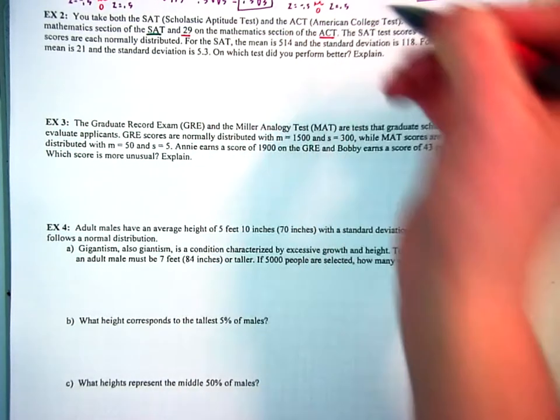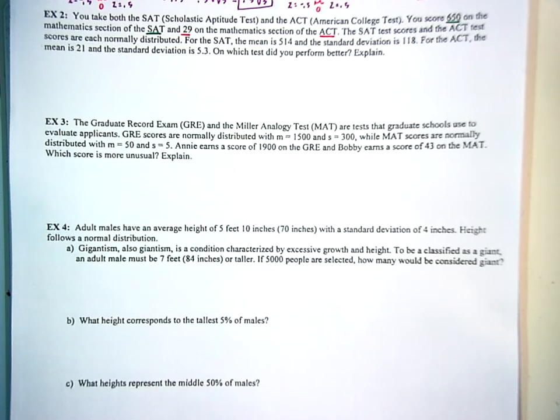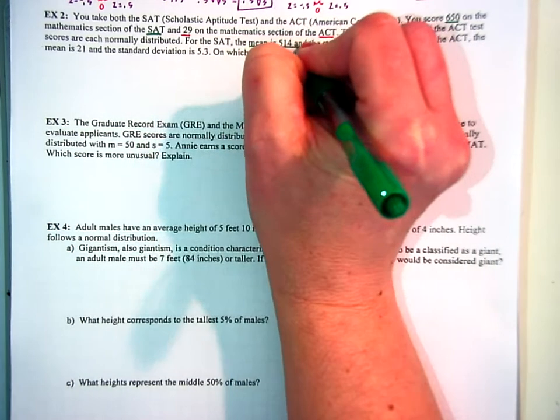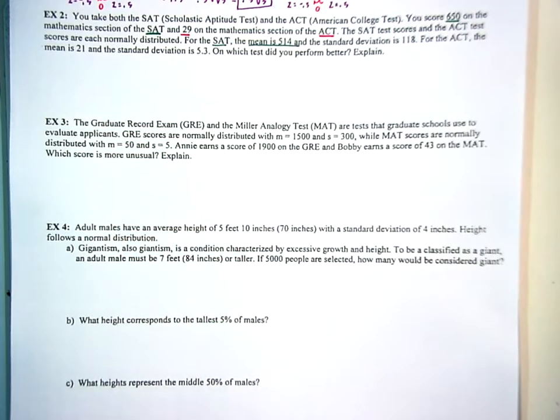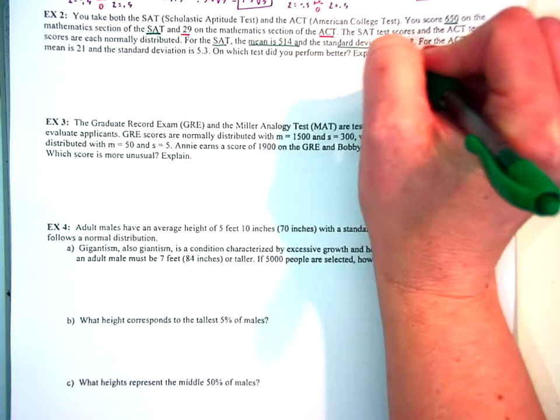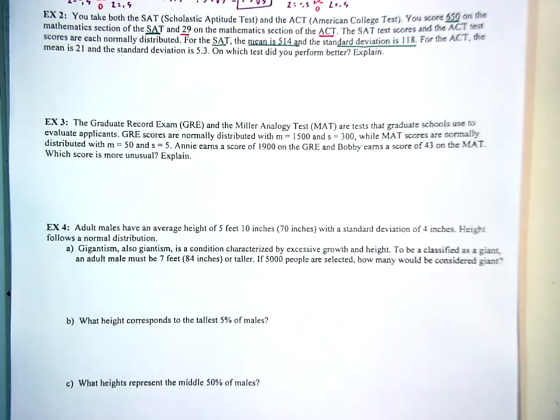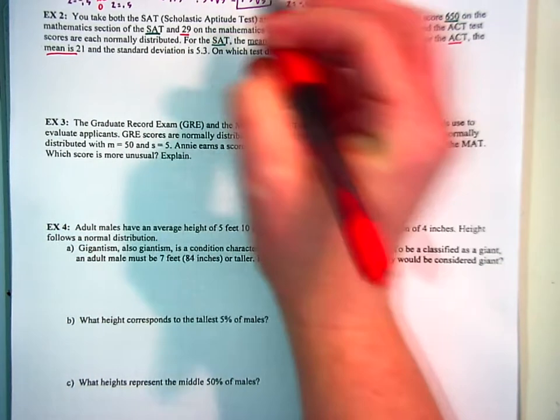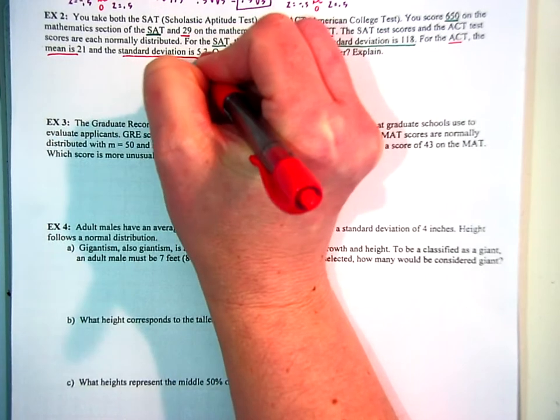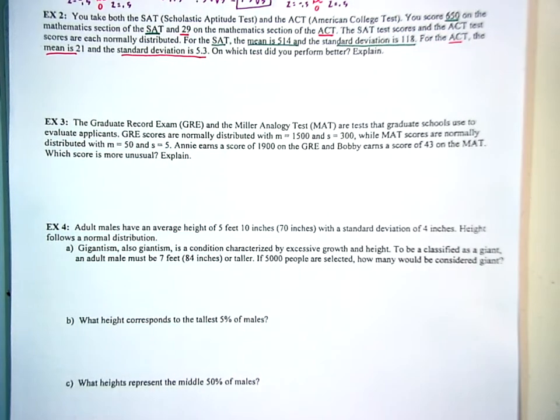So I'm trying to color code. You know I love to color code. So SAT and ACT test scores are normally distributed. For the SAT, the mean is 514. Underline that, right color. And the standard deviation is 118. Okay, for the ACT, the mean is 21. So ACT, mean is 21. Standard deviation is 5.3. So again, we're focusing on the math portion only.